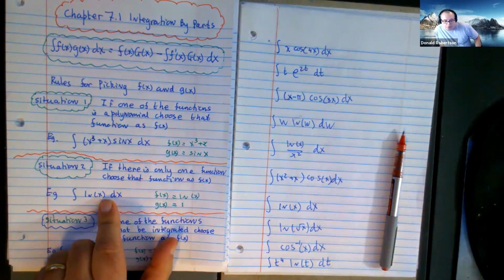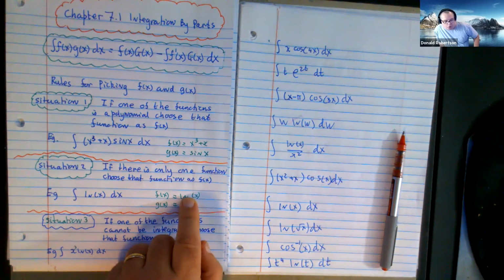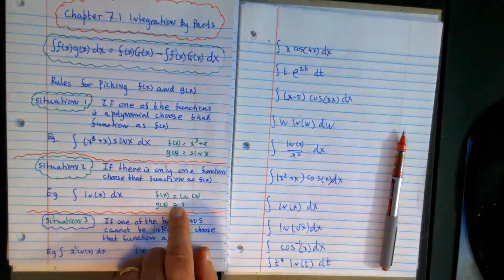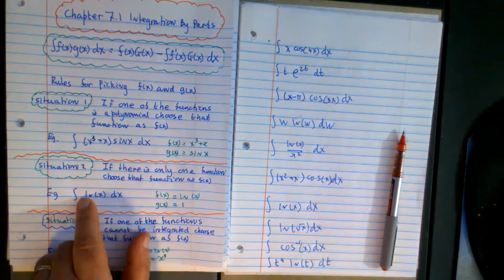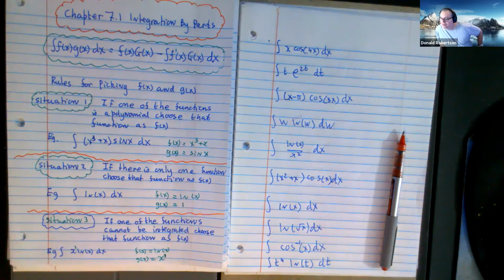If it's a single function on its own, call f of x whatever that function is, and call g of x 1. So essentially, we make this a product by calling it log x times 1. So it's a bit of a workaround, but it works very successfully, so we use it.